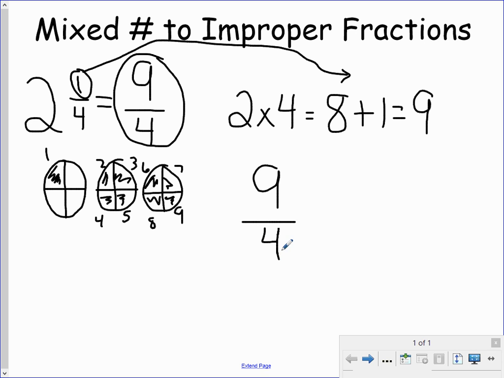Now sometimes students will get a problem where they may need to simplify more. In that case, the denominator will change.